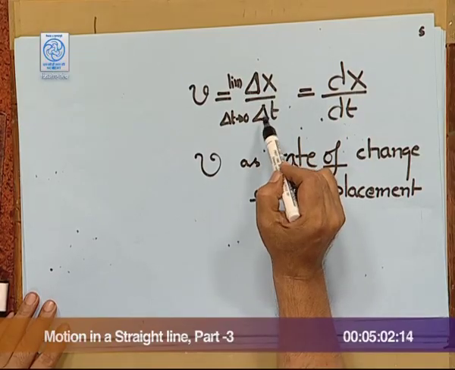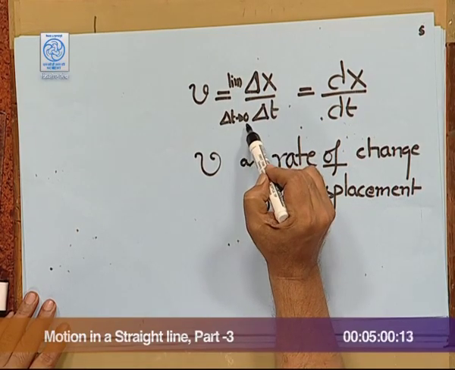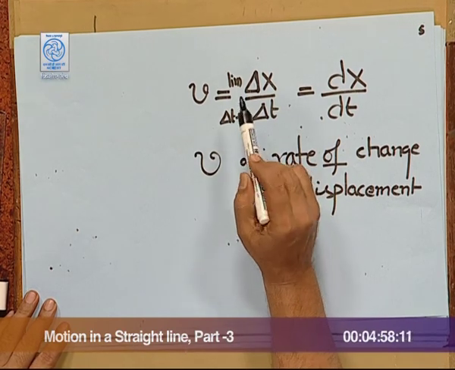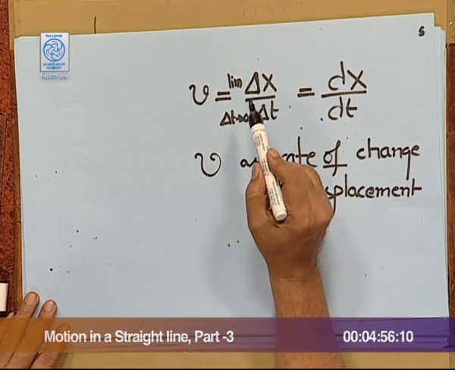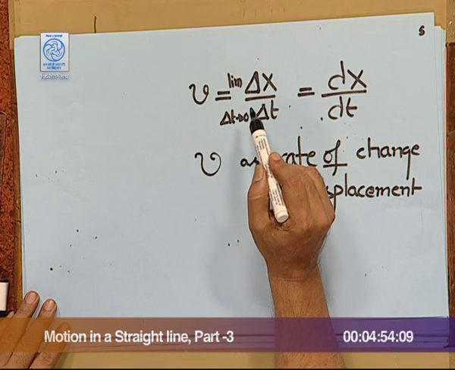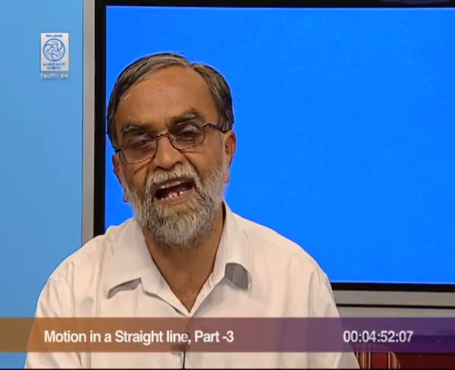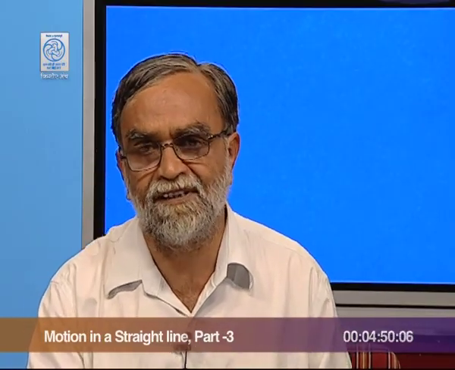When we say instantaneous velocity, it is the limit of delta x by delta t as delta t tends to 0, which is nothing but the slope of the tangent that is drawn at that instant of time on the x position time coordinate graph.